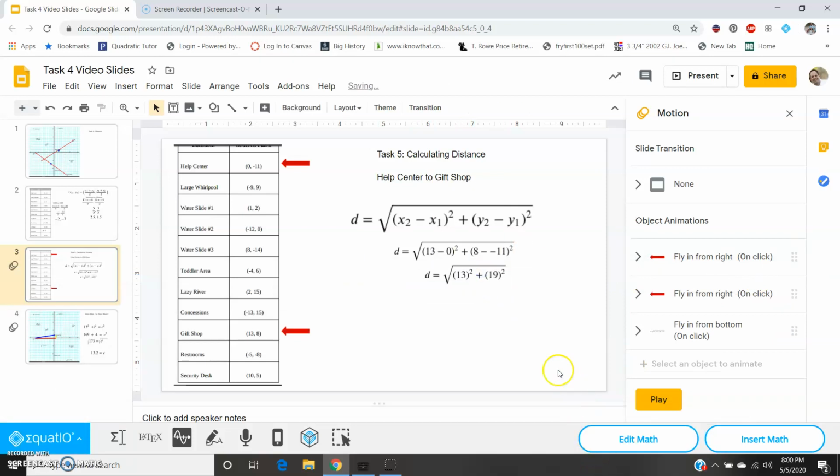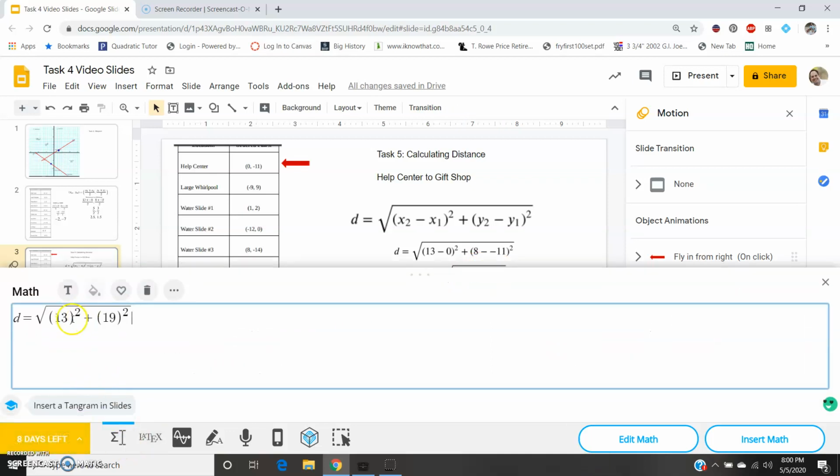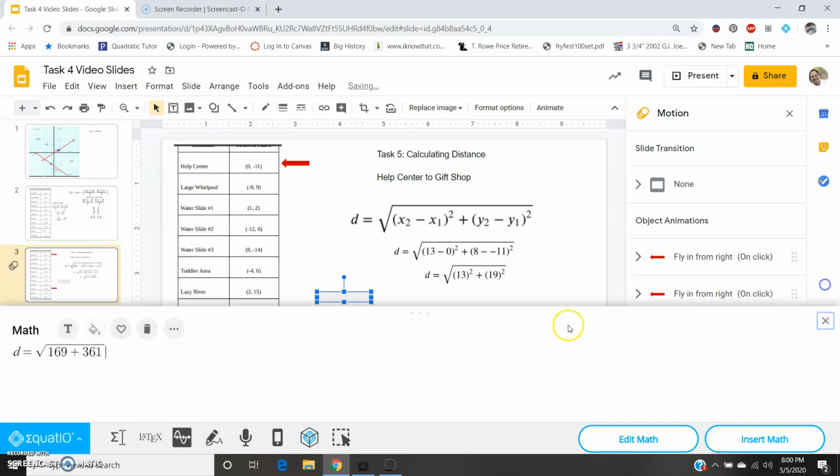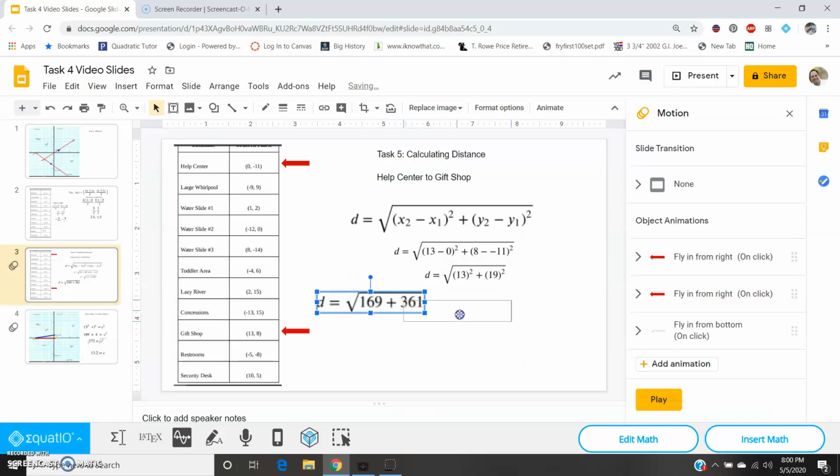Boom. Okay. Now I'm going to do the squares next. 13 squared is 169, and 19 squared is 361. Should probably check that. All right. And then, oh, actually, we squared those already. So bam, and bam, there we go. I think we should be okay with those. Actually, let's see if I can. Yeah, just in case. There we go. And boom.